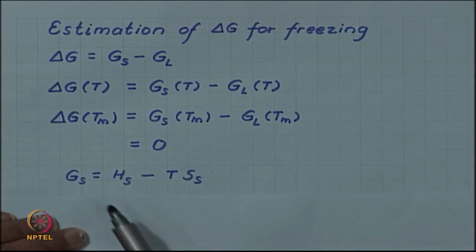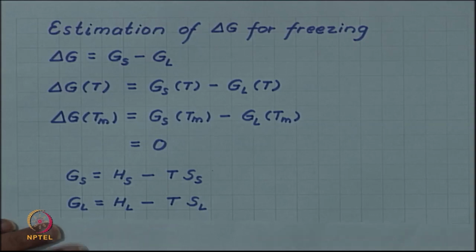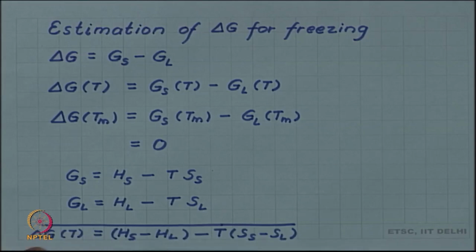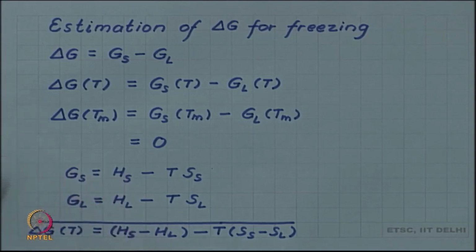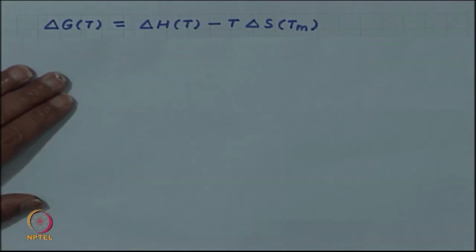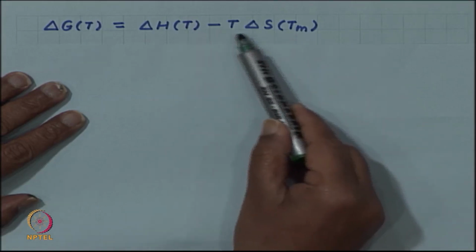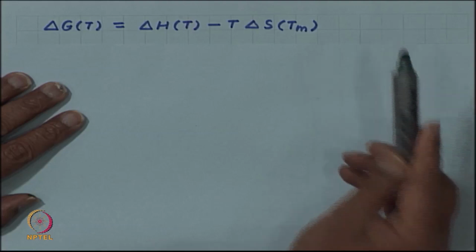Now, at any given temperature we can write Gs is equal to Hs minus T Ss, and similarly Gl is equal to Hl minus T Sl. If we take the difference, then the difference is the free energy change delta G, which will be Hs minus Hl minus T times Ss minus Sl. So, this we can write as delta H evaluated at T minus T times delta S evaluated at T.